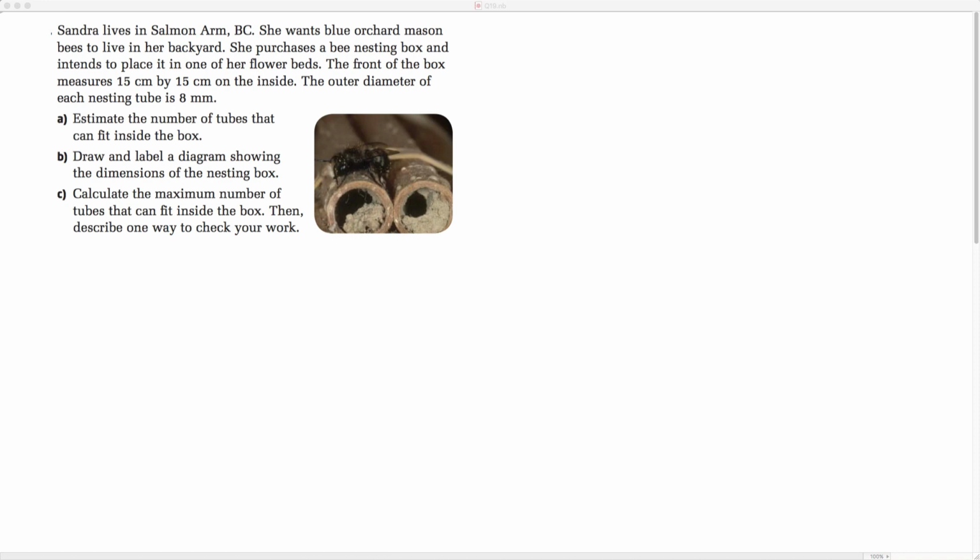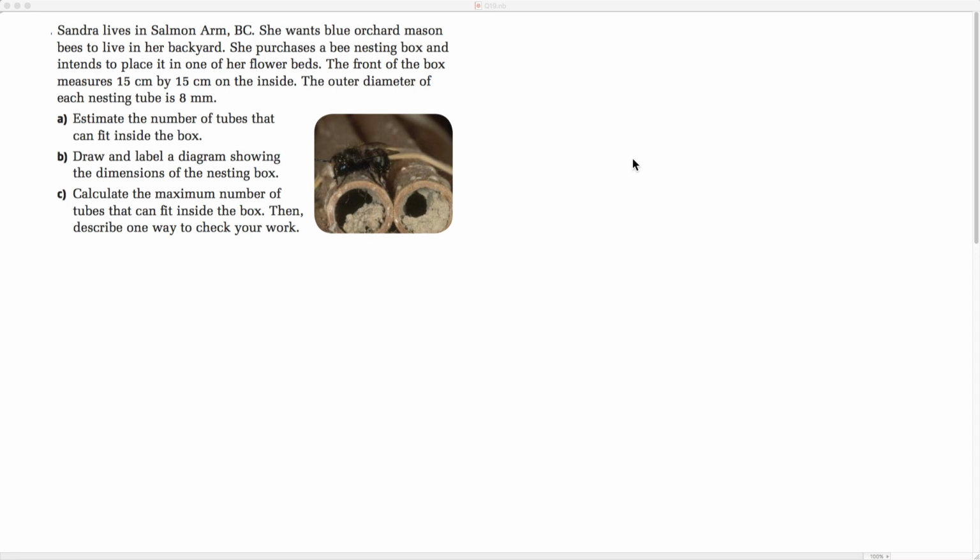In this problem, we're given some information about a bee nesting box, and we're asked to estimate how many tubes we could fit inside of the box. If you do a search for a bee nesting box on the internet, you'll get all kinds of different pictures, and people basically create tubes for the bees to fly in and out of to help them create a hive.